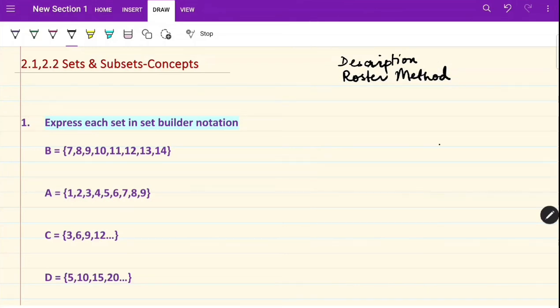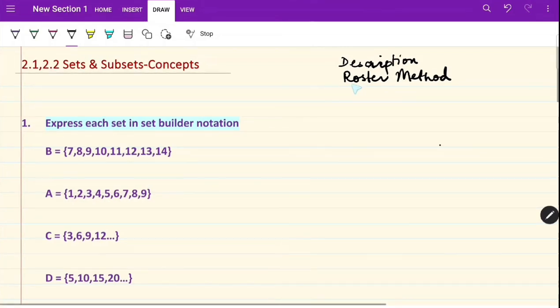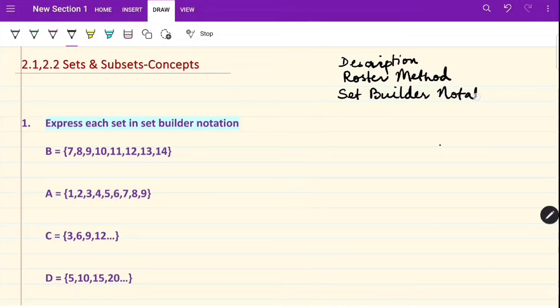In the roster method, we use a convention by which we list all the elements of the set within braces. So what we see here are sets expressed in roster method, like B equals, and then we use the curly brackets and list all the elements in the set, all right? And the other method is the set builder notation, which is a more concise way of expressing a set, all right?